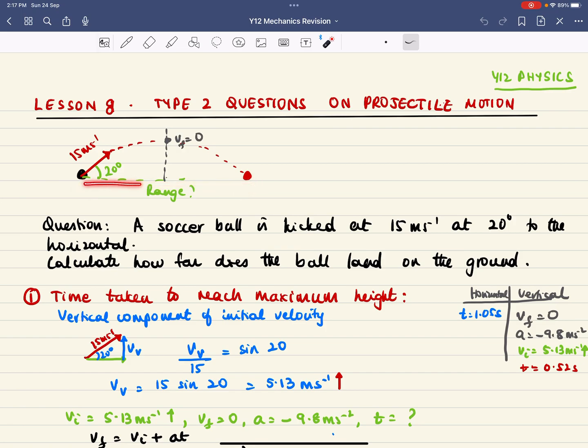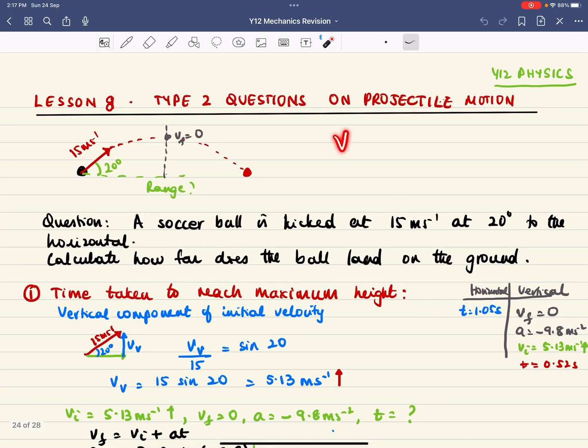Now, in order to find this horizontal distance, because it goes at constant horizontal velocity, we can use v equals d over t, and we need to find out what is that range or the distance. However, we don't know the value of v or d or t. This velocity that's given is not the horizontal velocity. This velocity is actually a sum of the horizontal and vertical velocities.